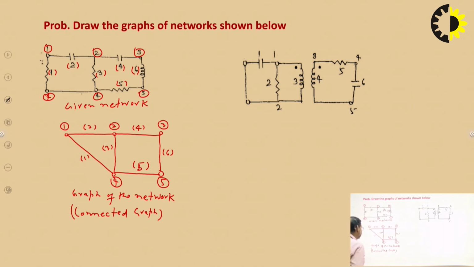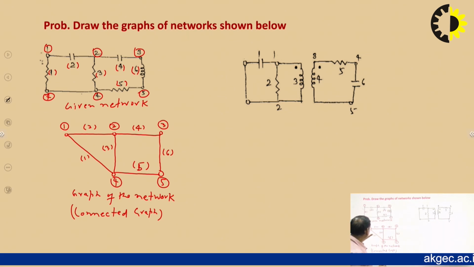Why is it connected? We can go from each node to every other node. We can go from 1 to 4 using branch 1. Using branches 2 and 3, we can go from 1 to 4. We can go from 1 to 4 using branches 2, 4, 6 and 5. So there are 3 paths from node 1 to node 4. So what is a path, what is a graph, what is a branch, and what is a connected graph.